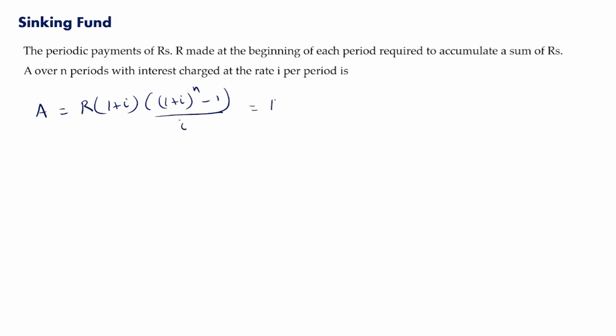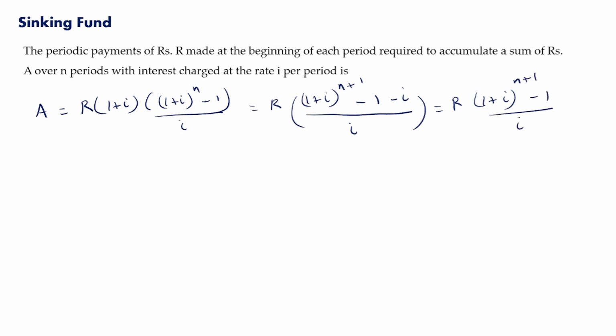Now let us simplify this further. It is R into (1+i) times (1+i)^n, which gives (1+i)^(n+1). Then we have (1+i) into minus 1, so it is minus 1 minus i, the whole thing divided by i. Or this is equal to R into [(1+i)^(n+1) − 1]/i − 1.